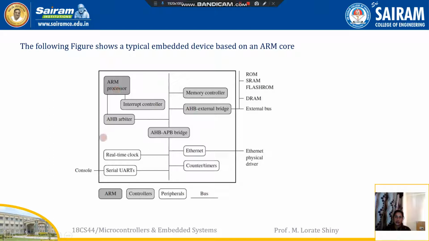ARM processor is used to control the whole embedded system. There are different types of ARM processor. Based on our application, based on our requirement, we can choose the best processor. This ARM processor has an ARM processor core and surrounding components. This ARM processor core is responsible for processing and executing the instructions and manipulating the data.